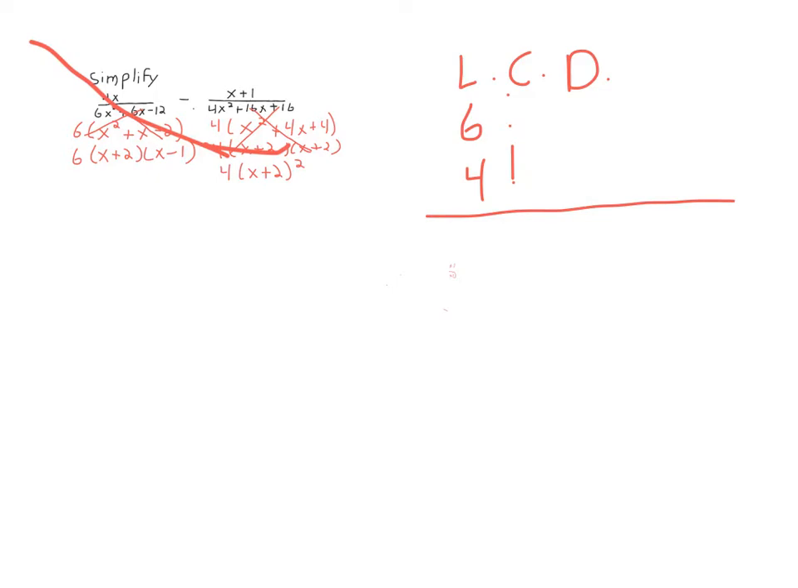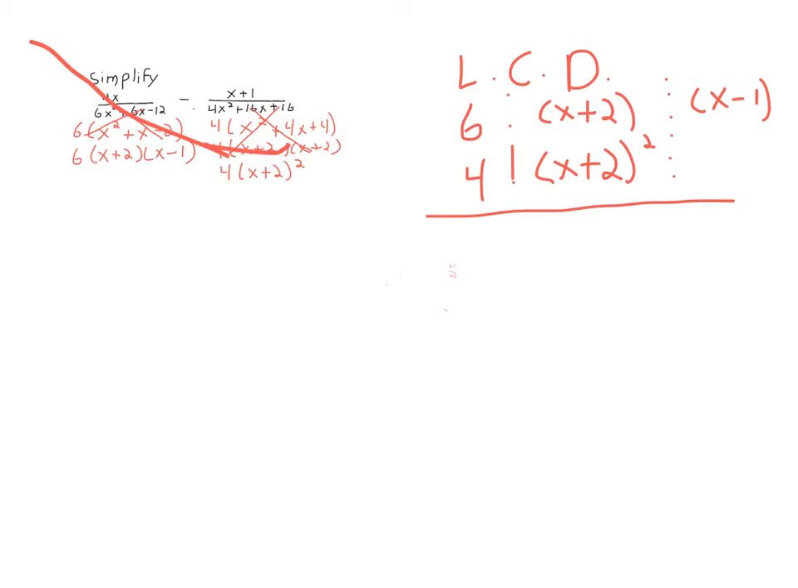Column number 2. On the left side I have an x plus 2. And on the right side I have an x plus 2, but it's squared. So we'll put it in that column because the expressions match other than the exponents. And then finally on the left side I have an x minus 1. And on the right side I don't have an x minus 1, so I'll leave that blank.